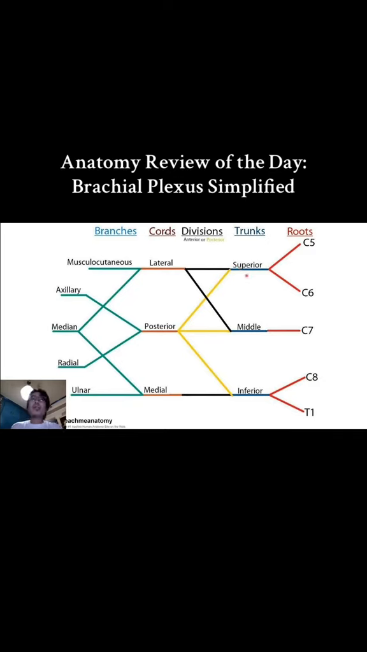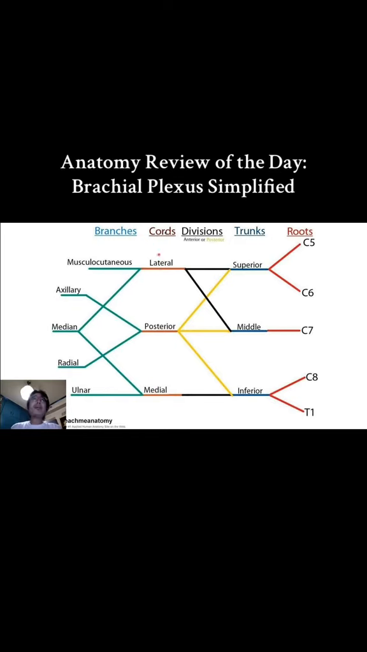And then the trunks combine with each other into divisions, which are either just anterior or posterior. The divisions continue still into 3 chords. The chords are lateral, posterior, and the medial chords, or LPM.